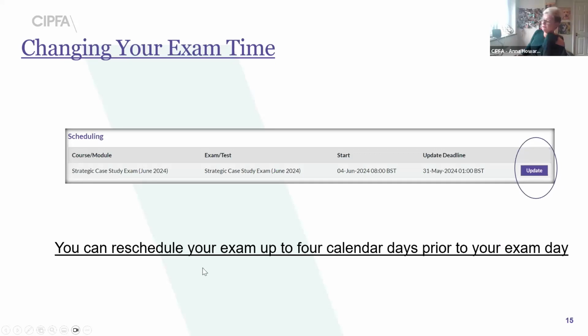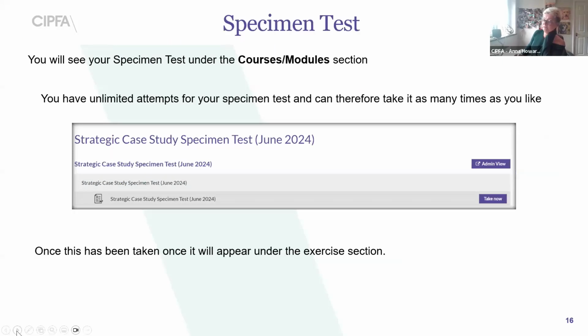You can also reschedule your exam. So if you schedule it for 9 o'clock and you need to change it to 10, you can do that. But those similar deadlines are in place. You have to do it 4 calendar days prior to your exam. Okay, so you can't change it the day before. So you do need to do that in advance.